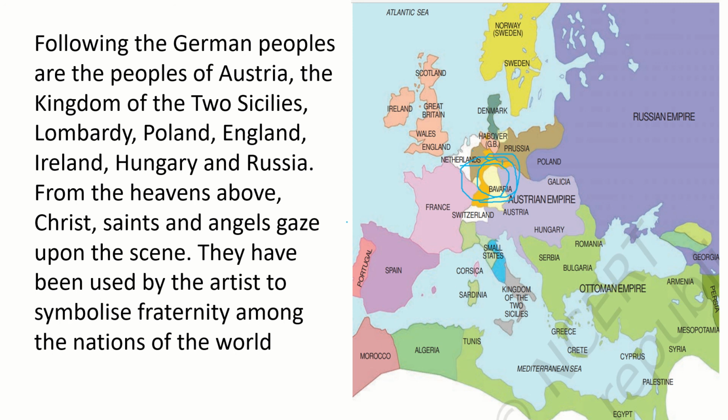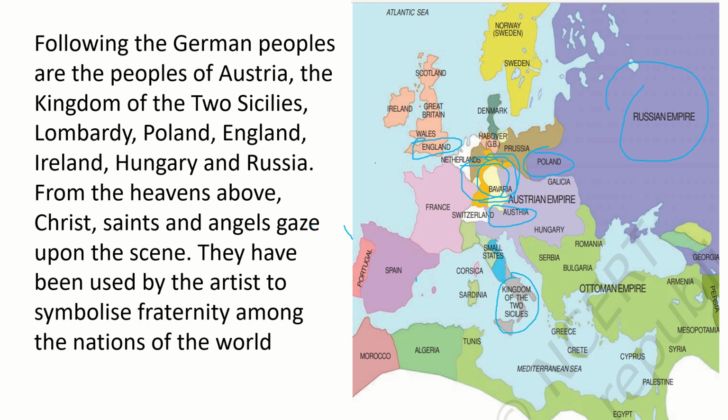So Austria was also, at one time, a part of Germany, but right now it is not there. See here, this is Austria. Then after Austria, the Kingdom of Two Sicilies is here, and Poland. Next one is Poland. Okay, and after that England. Finally, Russia. Okay, Russia is here.